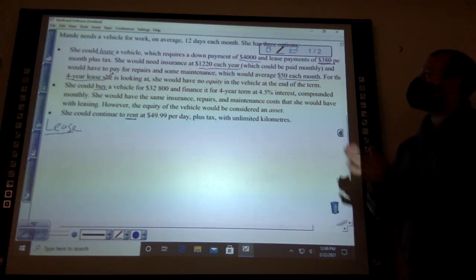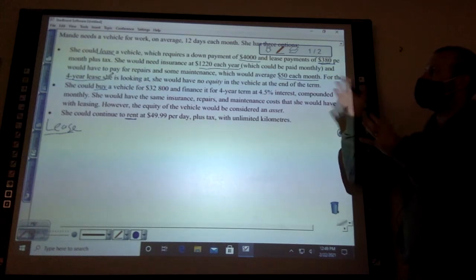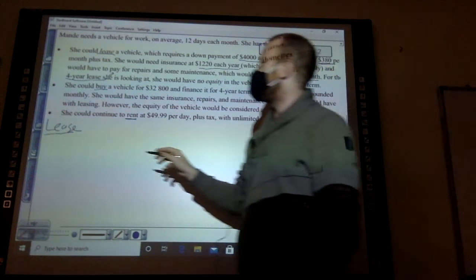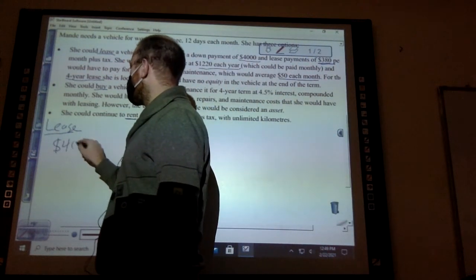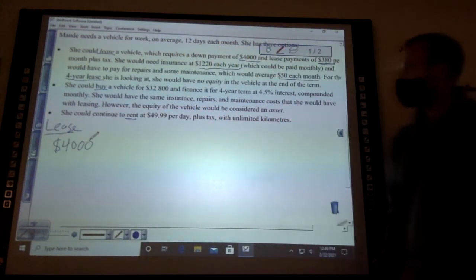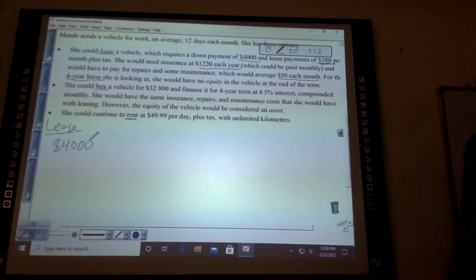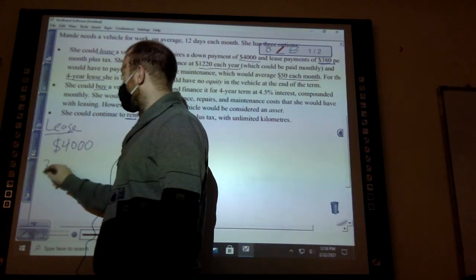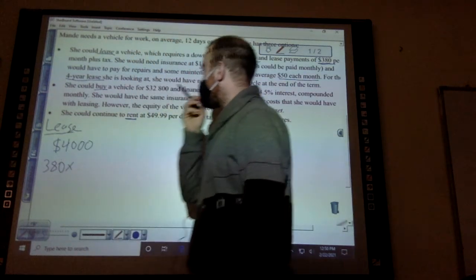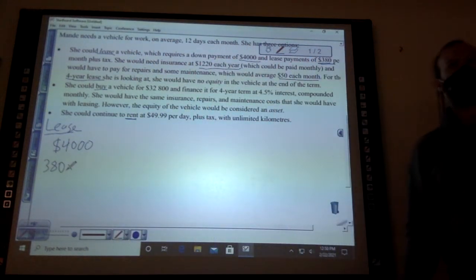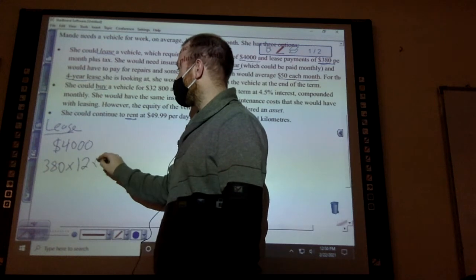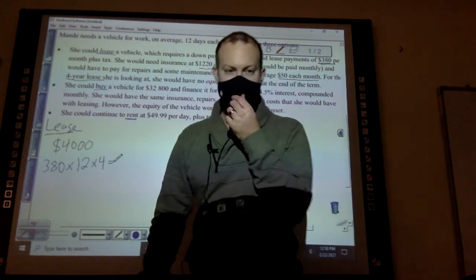So if we want to figure out the total amount paid, let's take a look at what all we're paying here. We've got a down payment of $4,000. So let's start off with that. So we're paying $4,000 for a down payment. What else are we paying? Okay, so we've got this amount per month for 4 years. So to get the total amount from that, we go 380 times what? Times 48. How'd you get the 48? Good. Yeah. So it's monthly times 4 years. So let's actually calculate this here.